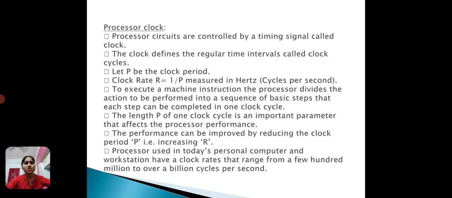The processors used in today's personal computers and workstations have clock rates that range from a few hundred million to over a billion cycles per second. Nowadays we use processors which work like this, with clock rates ranging from a few hundred million to a billion cycles per second.